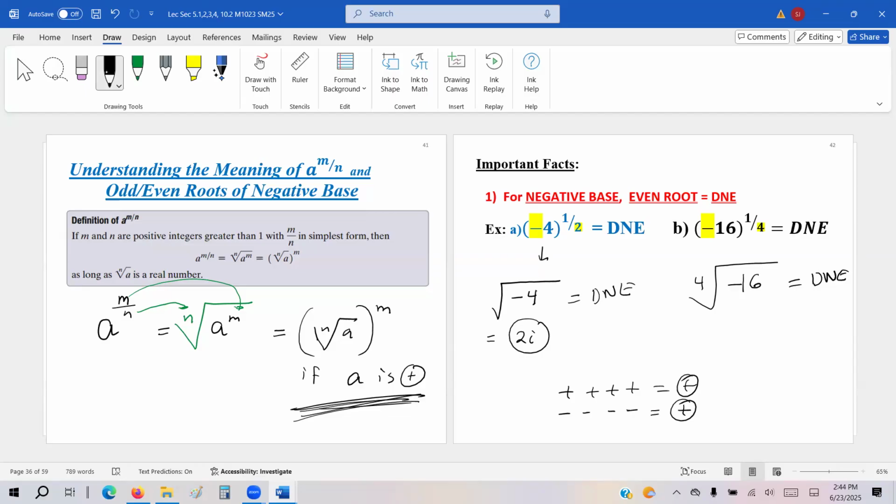So you have to be very careful in your base, whether you have a parenthesis or you don't. If you don't have a parenthesis, it's a multiplication. If you do have a parenthesis, then you cannot have an even root. The first one is a square root, the second one is a 4th root. You cannot have them. Okay, clear? So this is the thing you have to memorize or remember.